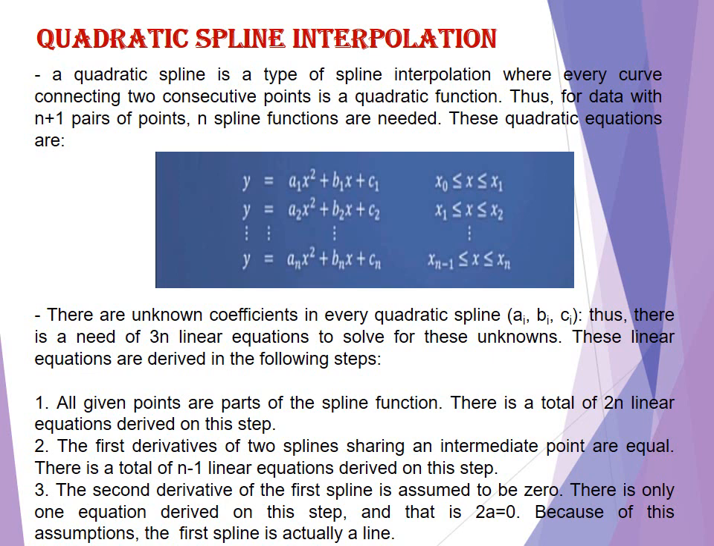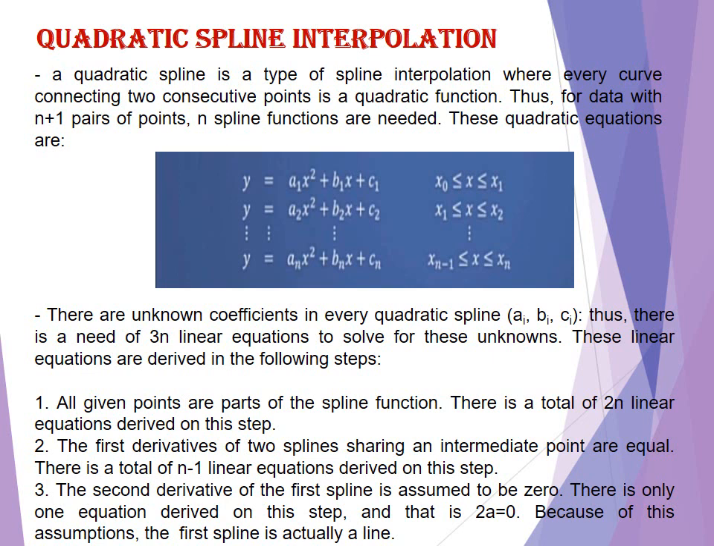So, how to find those equations? First, all given points are parts of the spline function. In that case, there is a total of two linear equations derived in this step. And second, the first derivatives of two splines sharing an intermediate point are equal. There is a total of n minus 1 linear equations derived in this step. So the first is 2n, and the second is n minus 1.